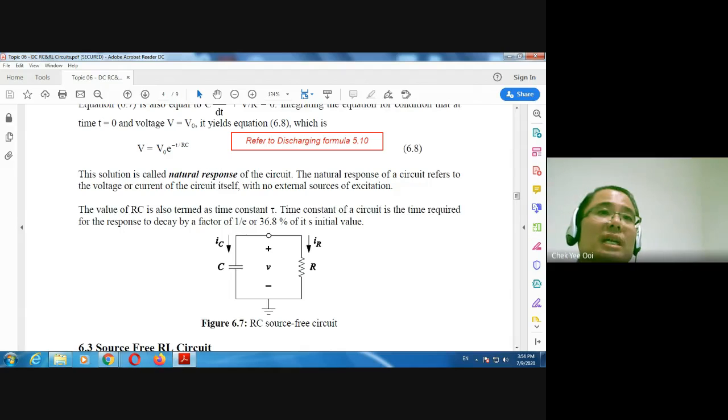So this solution is called the natural response of the circuit. The natural response of the circuit refers to the voltage or current of the circuit itself with no external source excitation. Since there is no external source, it is due to the capacitor voltage only. So this is called natural response. The product of R and C is also called the time constant.